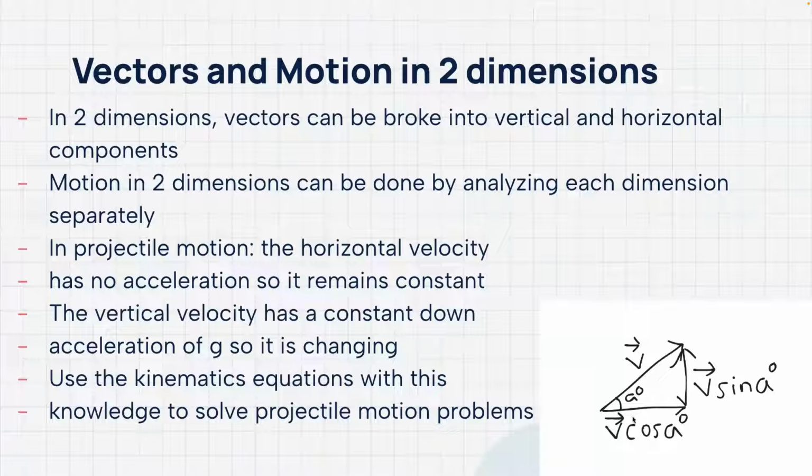For the x-axis, just do constant velocity. So position is equal to velocity times time. The horizontal velocity is v cosine alpha, where alpha is this angle, as shown in the diagram. And for the vertical component, you can find the time it'll stay in the air by using the kinematics equations, with the acceleration as g and the starting velocity as v sine alpha.